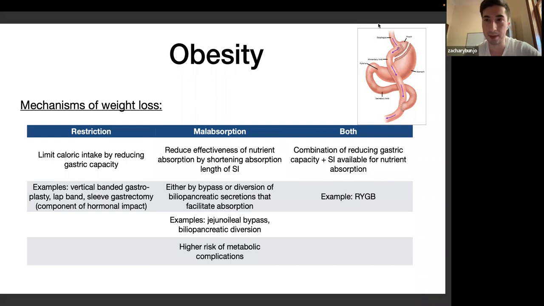In terms of malabsorptive type procedures, these basically involve some way of reducing the absorptive capacity and availability of small intestine, and that's either through some form of bypass or diversion. Obviously, with these types of operations, you'd have a high risk of metabolic and vitamin deficiencies as a result. Probably a pretty common example of operations that you would have come across is a Roux-en-Y gastric bypass, which is shown in the diagram here. That involves an element of both restriction and malabsorption.